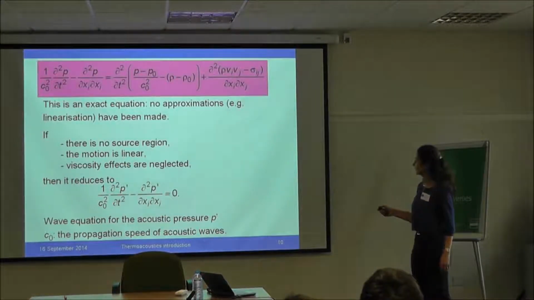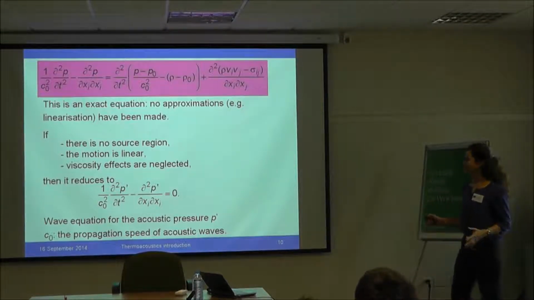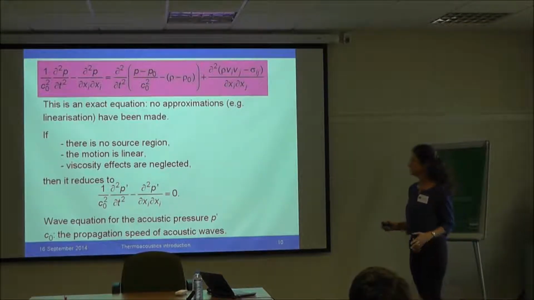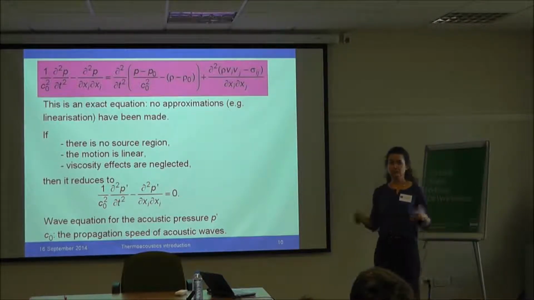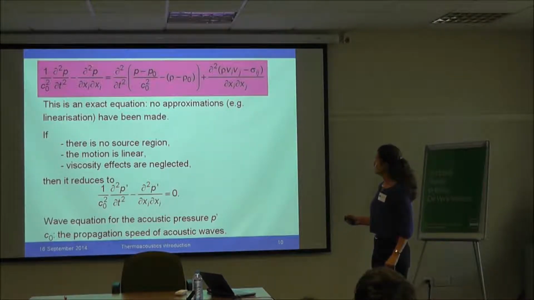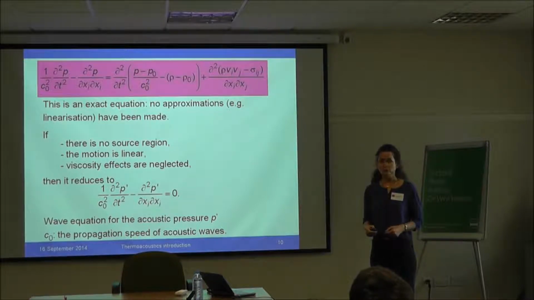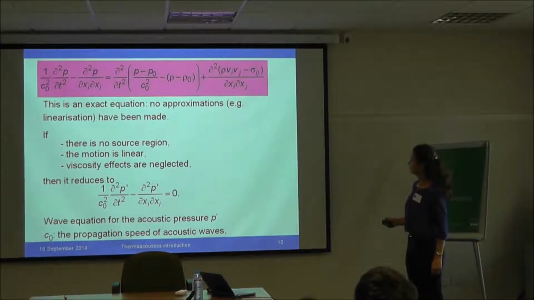Right, here's the same equation again. I'd like to emphasize that this is an exact equation. We have made no simplifying assumptions, no linearization, no assumption that the mean flow is zero, nothing. So this is a very, very general equation. Let's just see what happens if we consider a simpler case, a case where there is no source region.